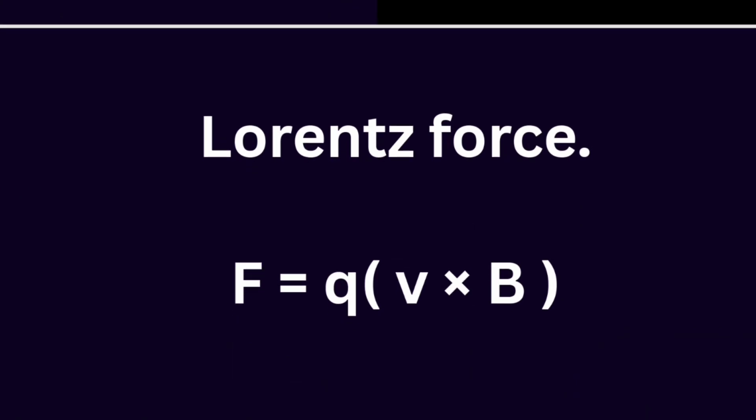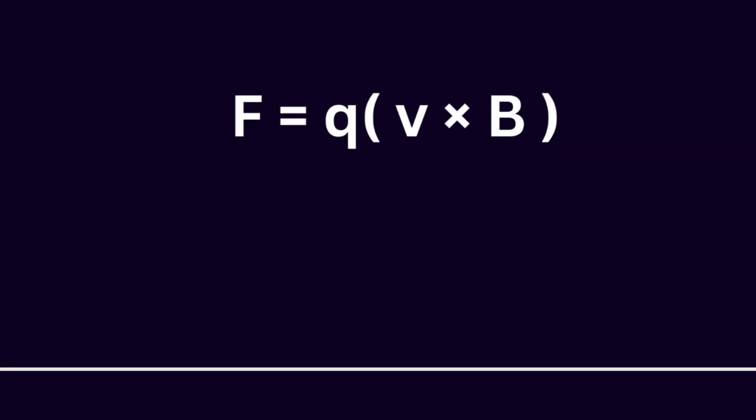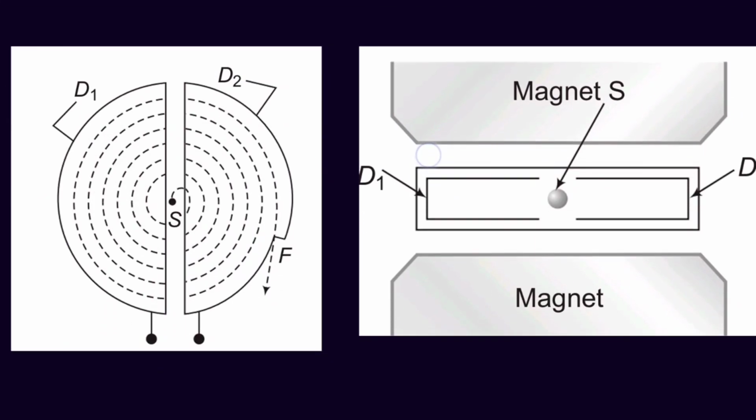Now, when a charged particle moves with velocity v in a magnetic field B, the force is called the Lorentz force. This bends the path of the charged particle in the Ds. This is the working diagram.